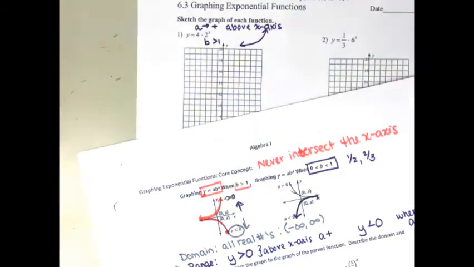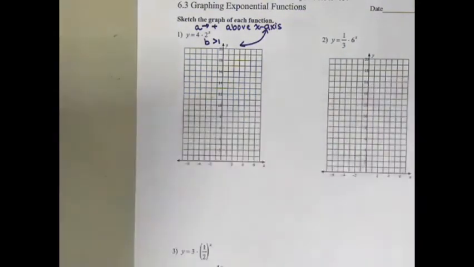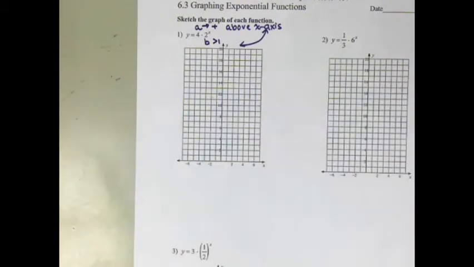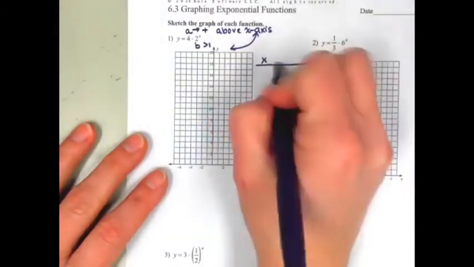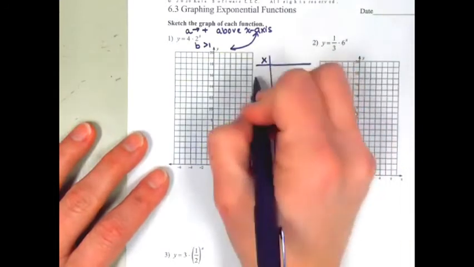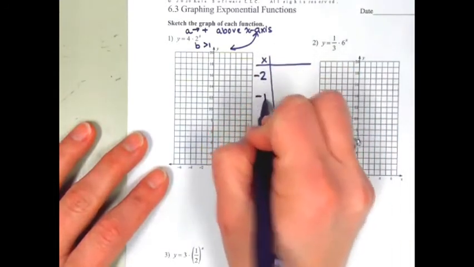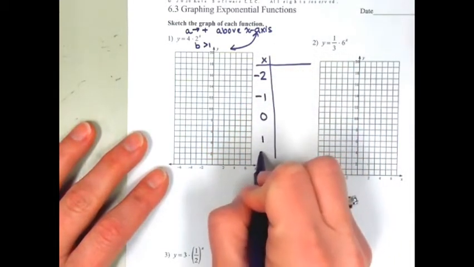All right. Now, how do we figure out what it looks like? We're going to make a table. Do you guys know how to make tables? Do you know how to evaluate? Yes. So we're going to make a table. And our tables are always going to be the same values for x. We're going to use -2, -1, 0, 1, and 2.